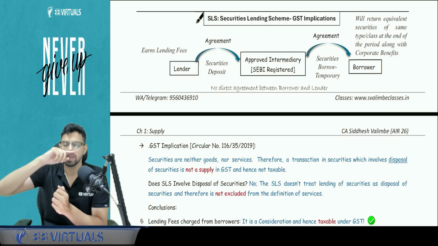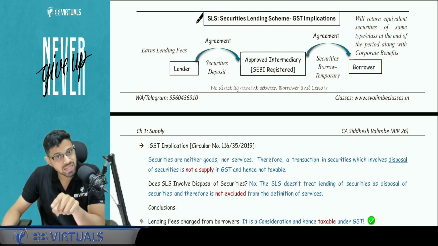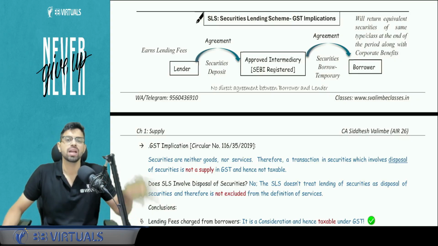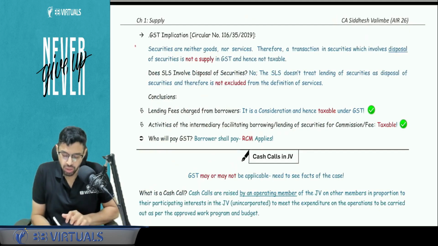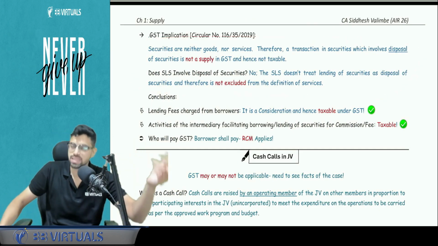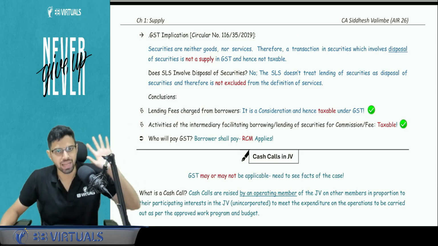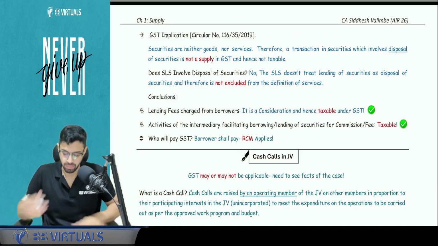So lending fees, that is whatever this borrower is going to pay, that lending fee is going to be under GST, and plus I will link chapter number 2 here. This is also covered under RCM. Is this clear? So this line you need to learn that this does not involve disposal. Disposal of securities would have been outside GST, but this is not disposal. This is lending for which activity a separate consideration is charged. So GST is applicable. Okay.